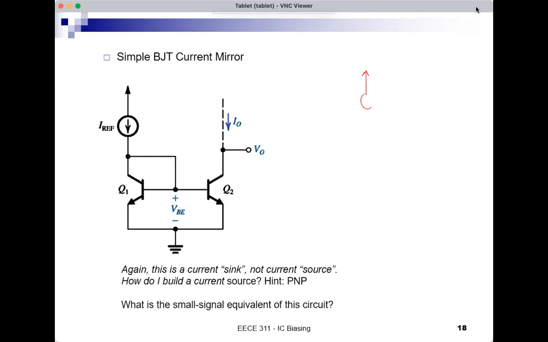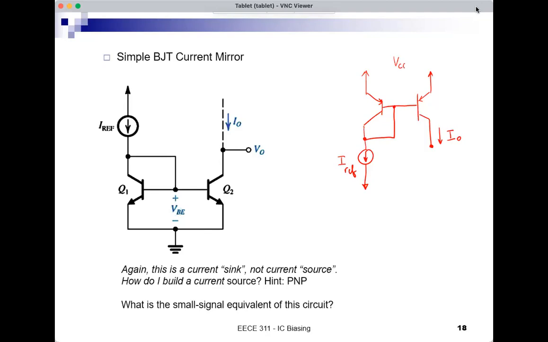So from the supply, I will have my reference, and then a PNP BJT, reference, collector shorted to base, and then the current is mirrored by the other PNP, and this is the output node, and this is the output current, and this is the reference current, and this is some supply VEE or VCC, doesn't matter.